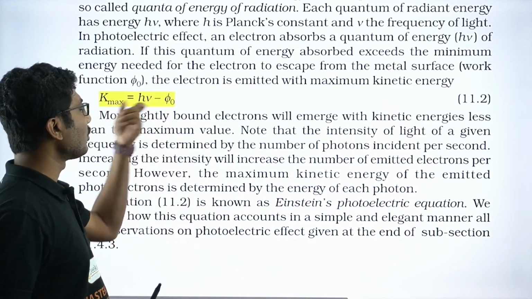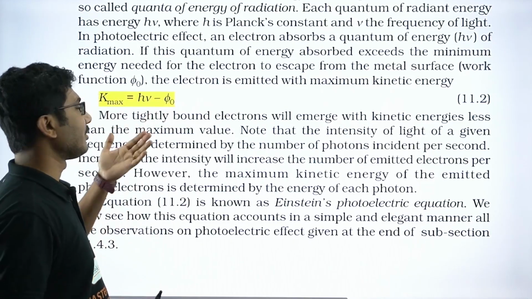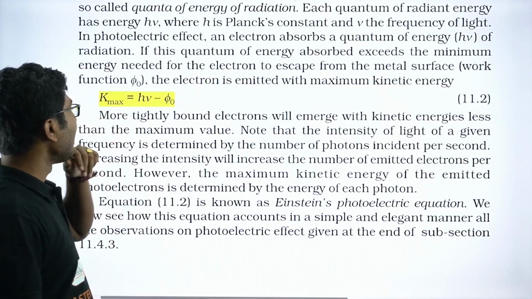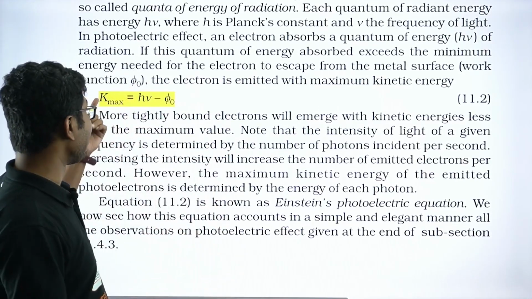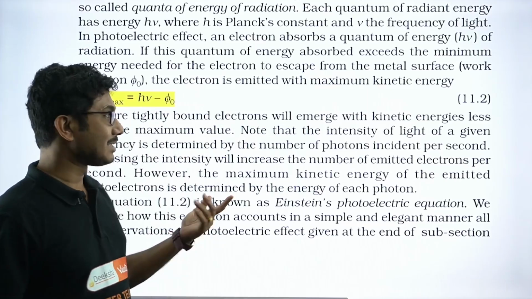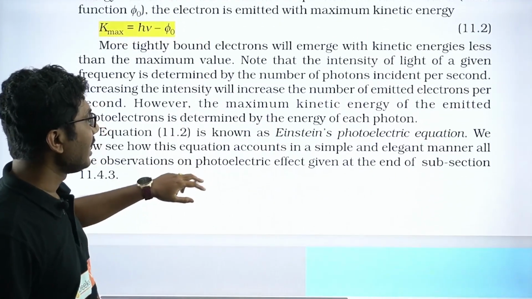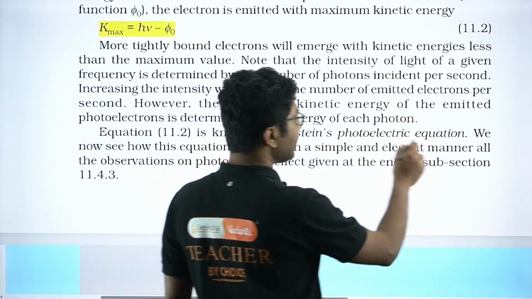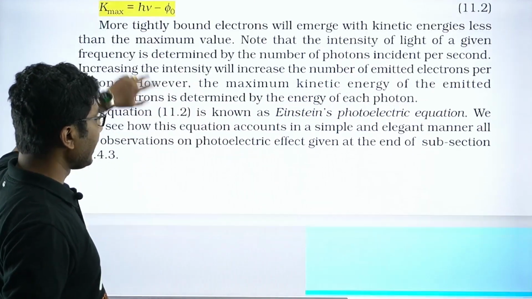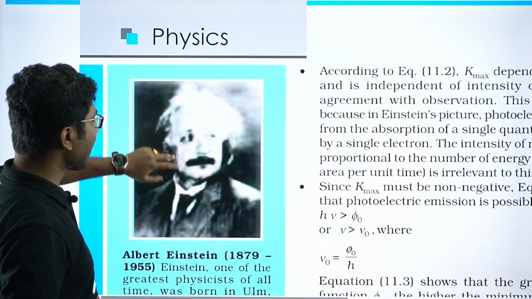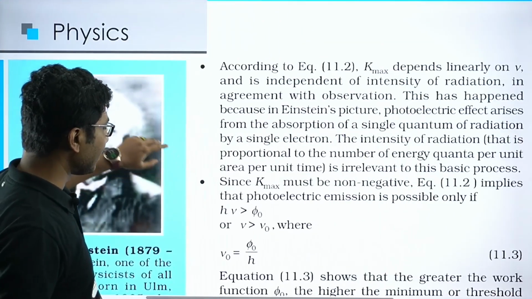So if you give more than that energy, only then will the electron come out of the surface, and whatever energy with which the electron comes out, that is the K max, the maximum kinetic energy. This is called Einstein's photoelectric equation. Very important. You have to write it down. Sometimes they will ask you to write and explain the terms.